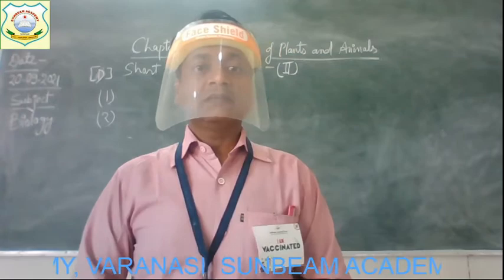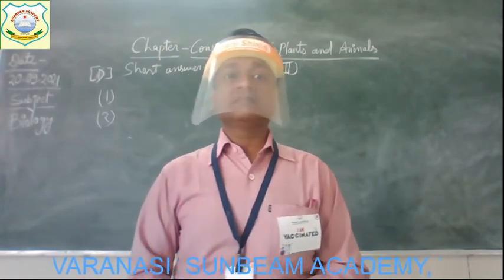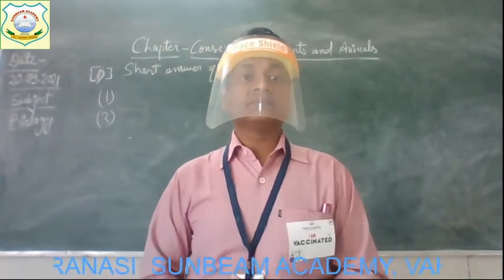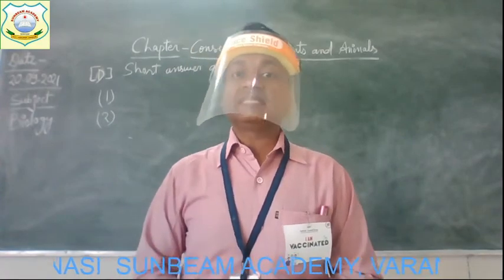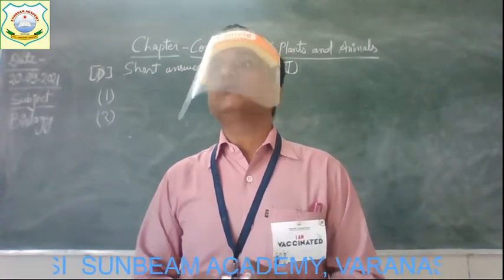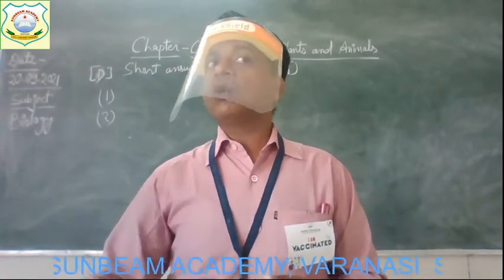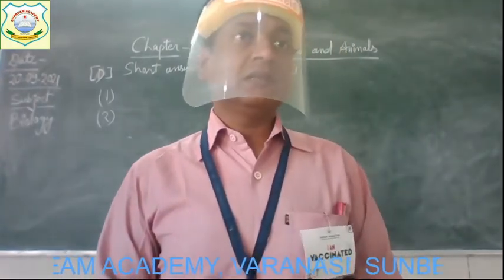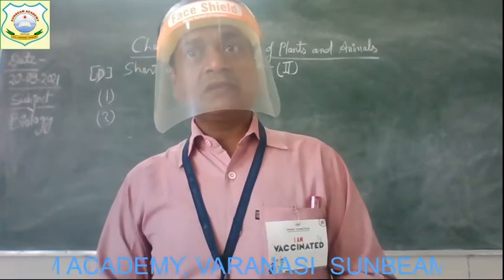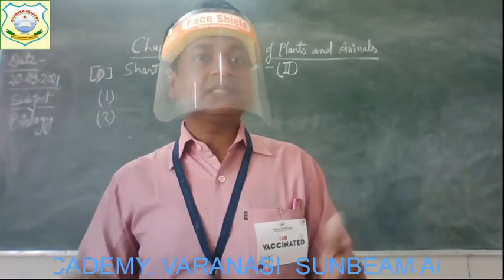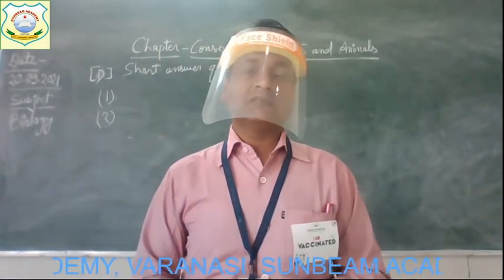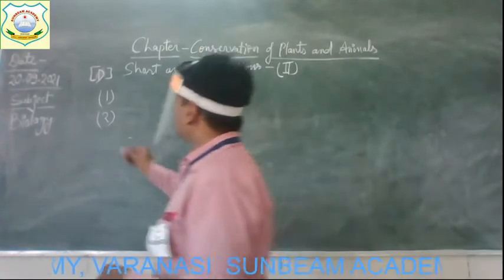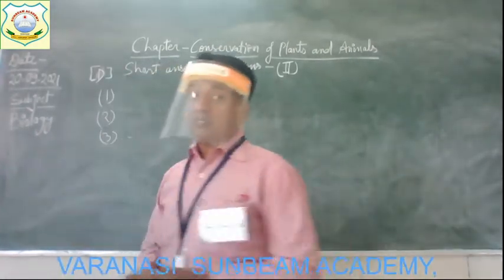Get it? And the third cause is what? For mining of minerals such as coal, petroleum and other ores. So for mining all these substances also, trees are cut on a large scale. Understood everyone? These are the 3 causes of deforestation. Okay. Now come to the next question number 3.